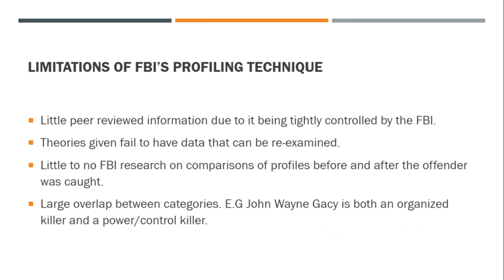Limitations of the FBI's profiling technique are as follows: little peer-reviewed information due to it being tightly controlled by the FBI, little to no research on comparisons of profiles before and after the offender was caught, and there's a large overlap between categories. For example, John Wayne Gacy is both an organised and a power control killer.